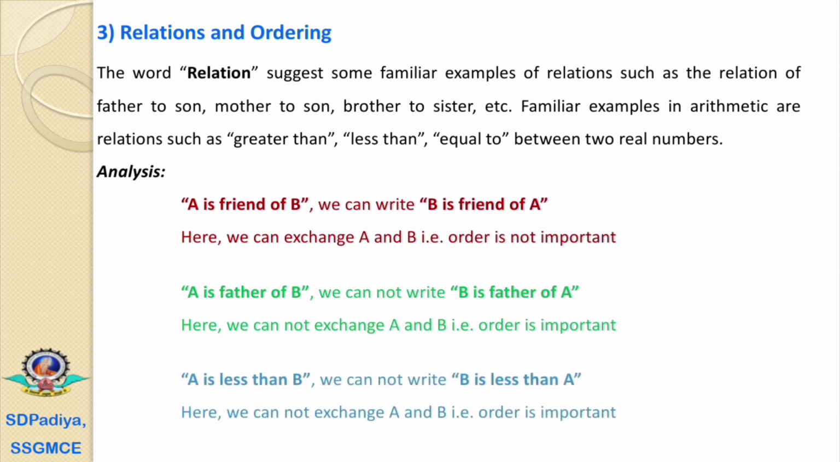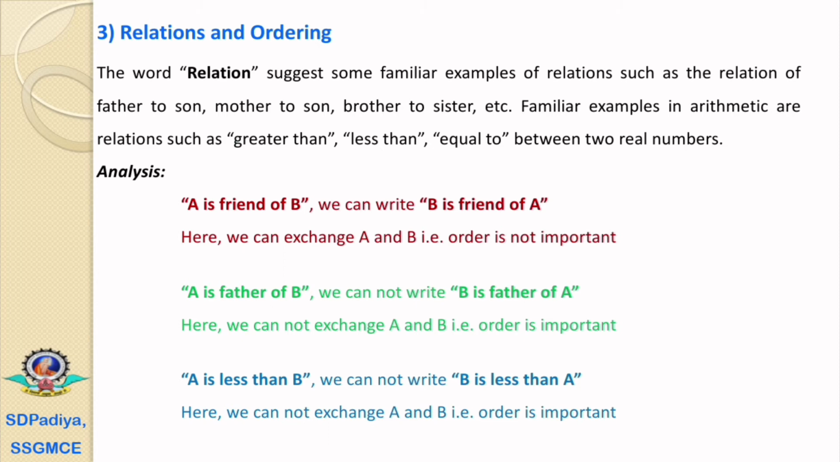Same, if we have the relation of mathematics, that is the less than, then A is less than B, then we cannot write that B is less than A. If A is less than B or A is greater than B, that doesn't mean that B is less than A or B is not greater than A.